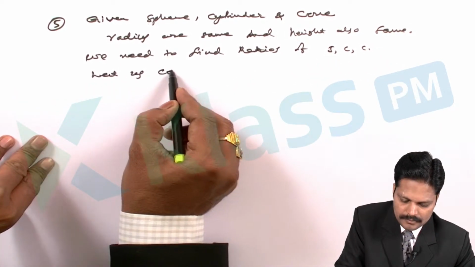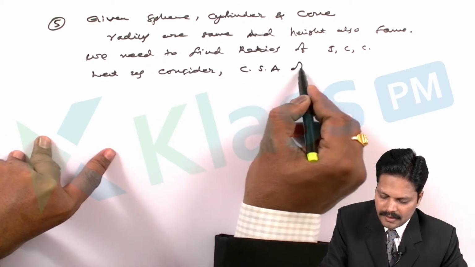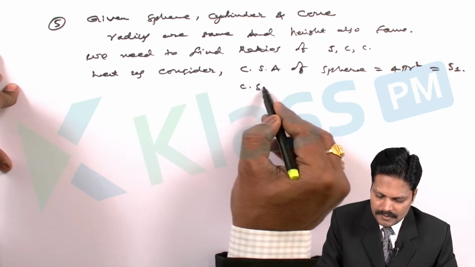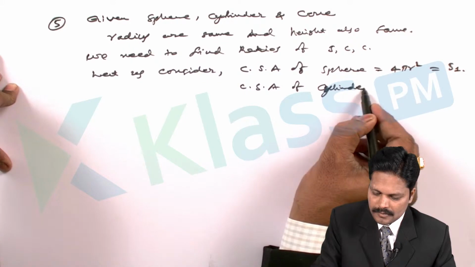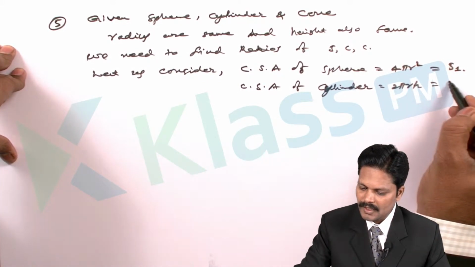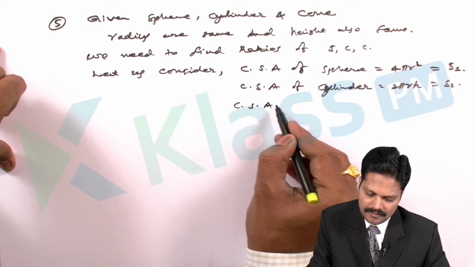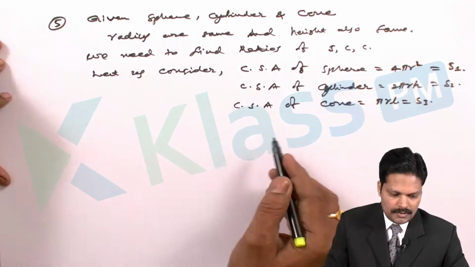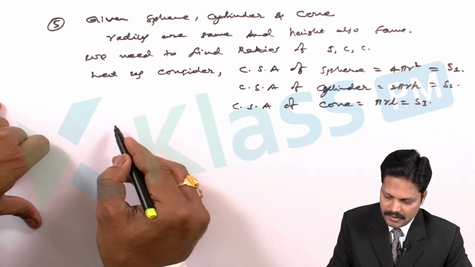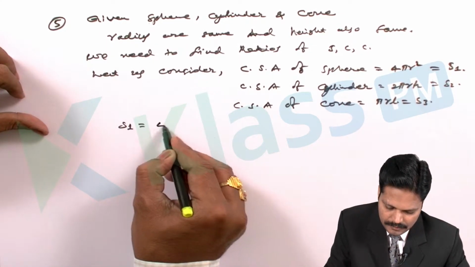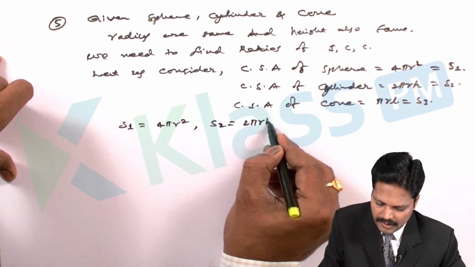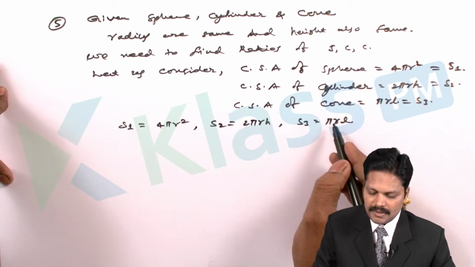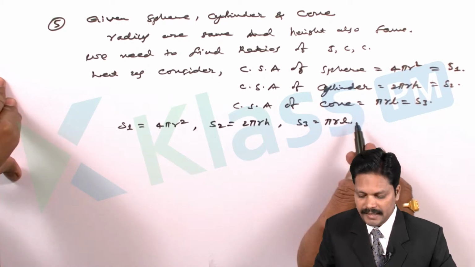Let us consider the curved surface area of the sphere, which is 4 pi r square. I am taking this as S1. The curved surface area of the cylinder is 2 pi r h, which I am taking as S2. The curved surface area of the cone is pi r L, which is S3. So height and radius are the same for all. S1 is 4 pi r square, and S2 is 2 pi r h, and S3 is pi r L, but we need to get L in terms of radius and height. L stands for the slant height of the cone.